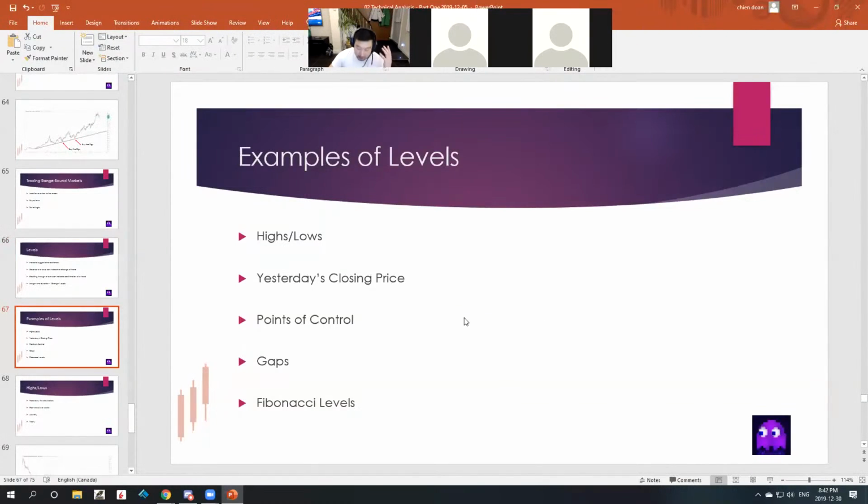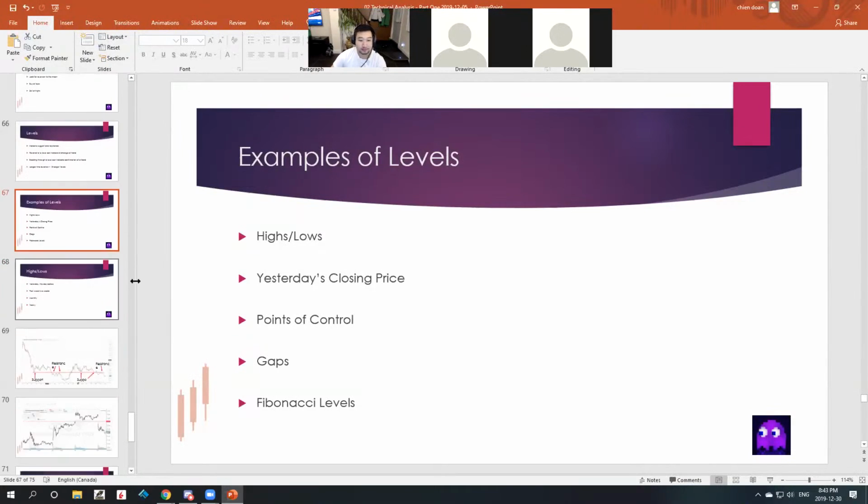So levels can be created in many forms. You can find levels in the forms of highs and lows, intraday highs and lows, weekly highs and lows, monthly highs and lows, yearly highs and lows, all-time highs and lows. Those work. Yesterday's closing price, gap levels, points of control, like we've discussed in market profile when the market trades sideways, points of control. Using gaps or Fibonaccis will also act as strong levels.